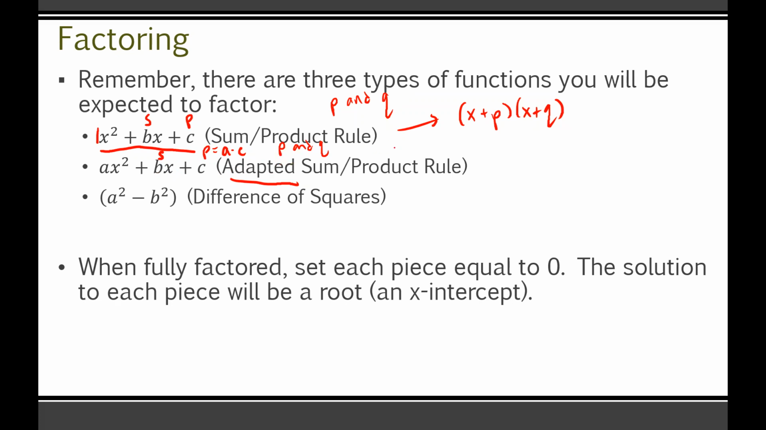Once you find that p and q, you're not actually done. You can't just jump right to an answer like you could with this one. You have to split apart the middle term. So you have to go ax squared and then use your p and q to split apart the bx. So it'll be plus px and then plus qx and then plus c. So notice I just split apart the bx.